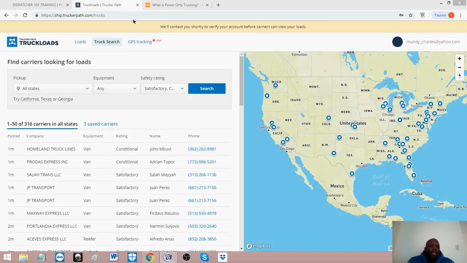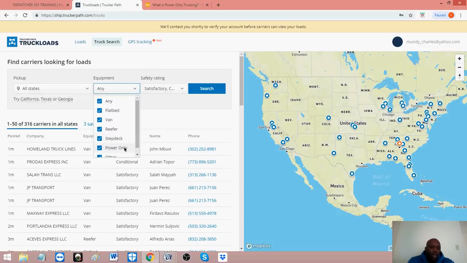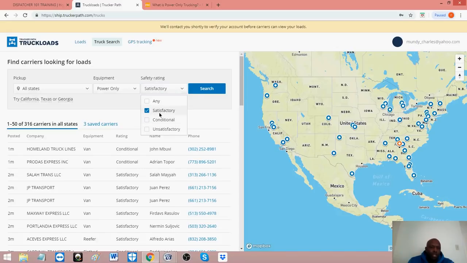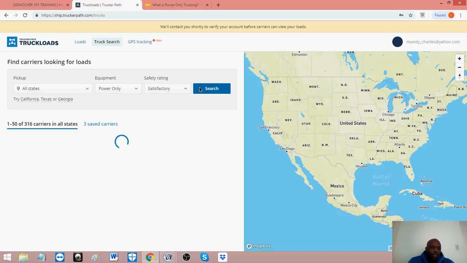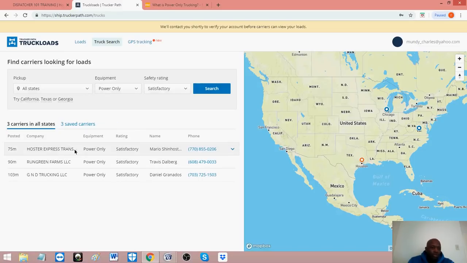So when we go here to Trucker's Path to do a search for power only trucks, for the pickup I'll leave all states as pickup, and then under equipment type, you have right here where it says power only. So I'll select any to uncheck it, and then you can just select power only right there if you just want power onlys. And then of course the safety rating, you want to just leave it satisfactory, and then you come across a new number. It's going to be less than 316 because we only selected power only. So right now, and it's Saturday morning, it's early, you only have 3 power only carriers on this specific load board to search for. But that's how you do it on Trucker's Path, Sergio.